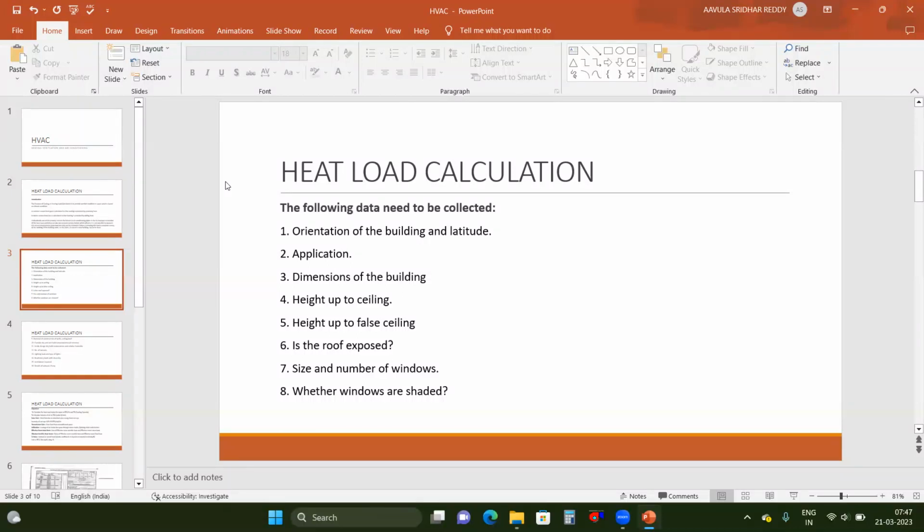And next one is size and number of windows. For example, you have taken one room. What number of windows do you need to take? If the room has two windows, that number of windows we need to take, and the size of the windows also. Next one is whether windows are shaded, or directly exposed to sunlight. Shaded is nothing but we use blinds to cover the windows, so that the sunlight will not hit the glass directly. So that we need to take.